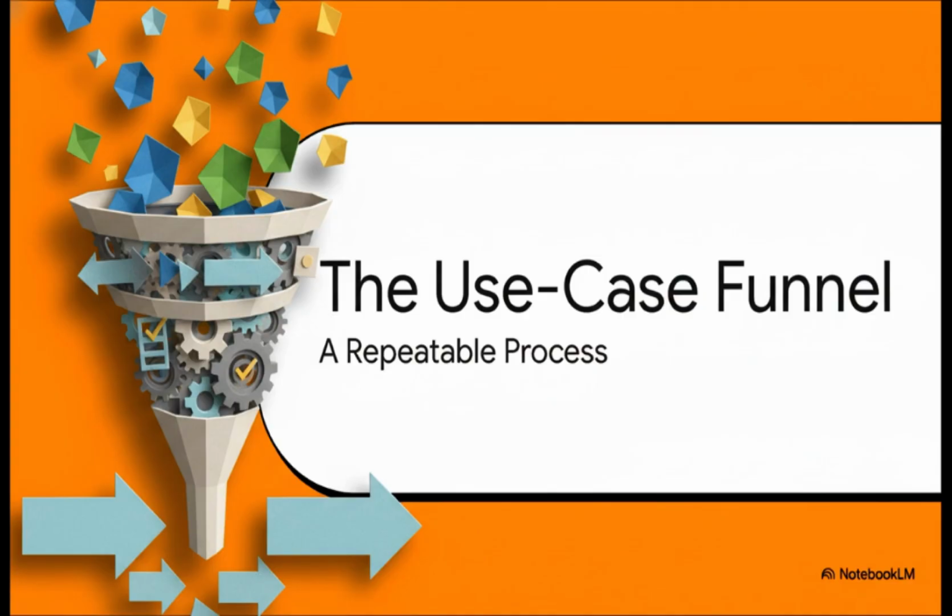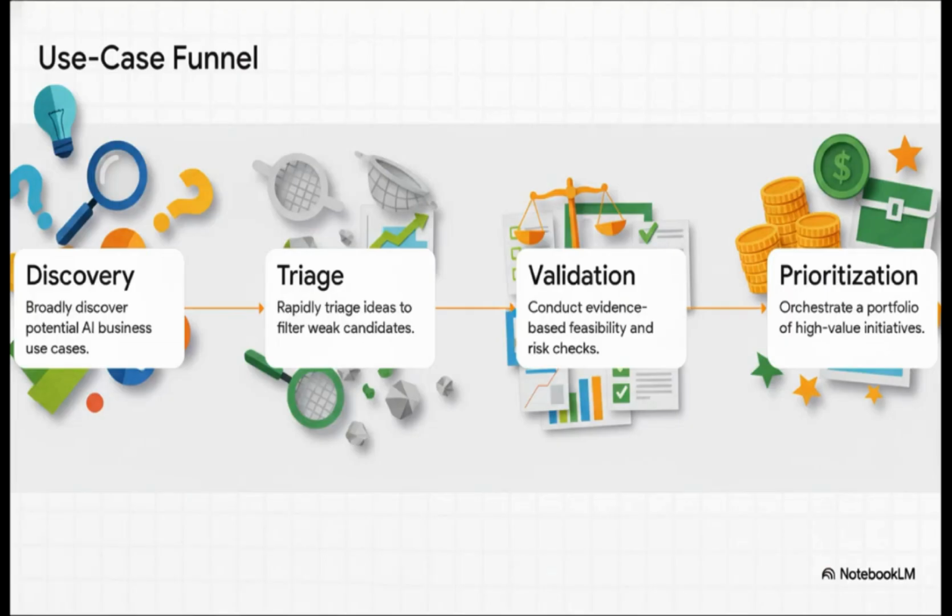The big idea here is to stop treating AI like this random backlog of cool ideas that people throw over the fence. We need to start building a structured, disciplined use case funnel. And this funnel gives us a really clear four-step process. First, you have discovery, where you cast a wide net for opportunities. Then, triage, where you quickly filter out the noise. After that comes validation, where you really dig into the promising ideas. And finally, prioritization, where you decide what gets funded. It's about moving from chaos to clarity.